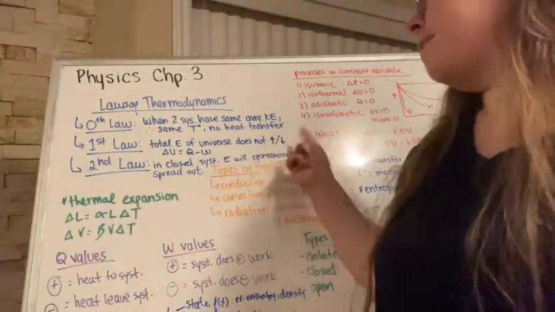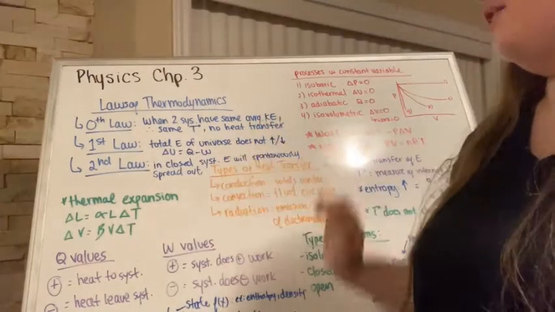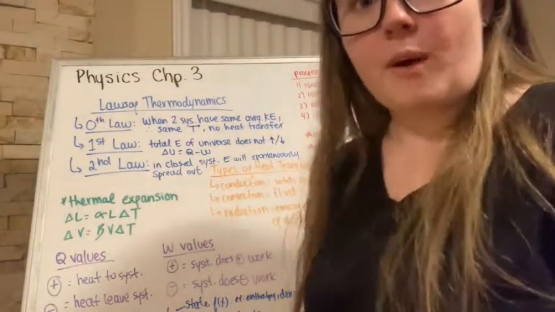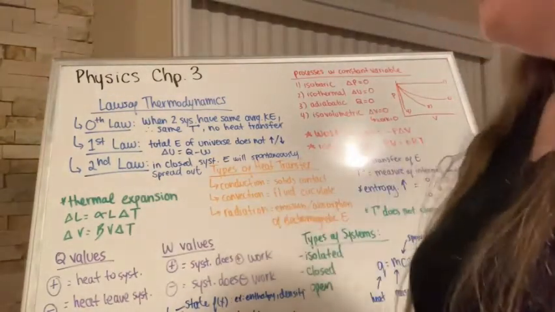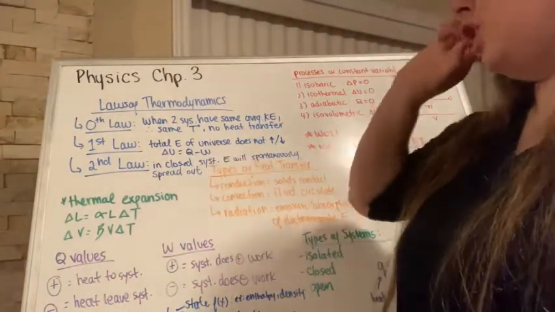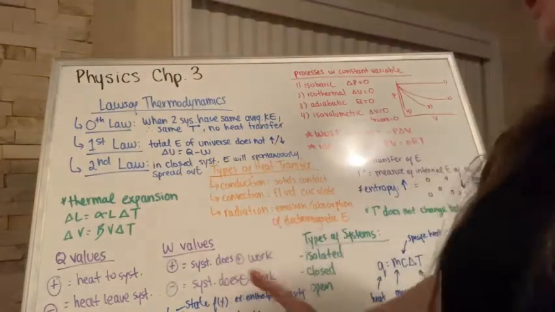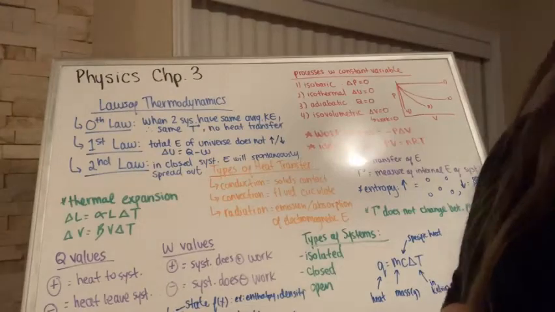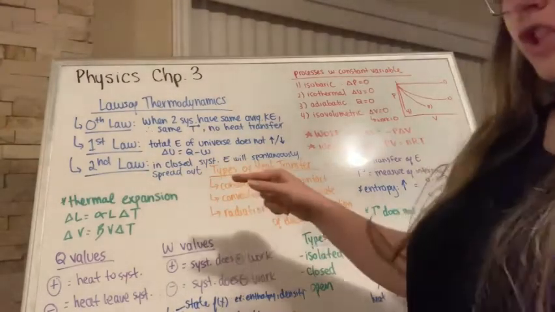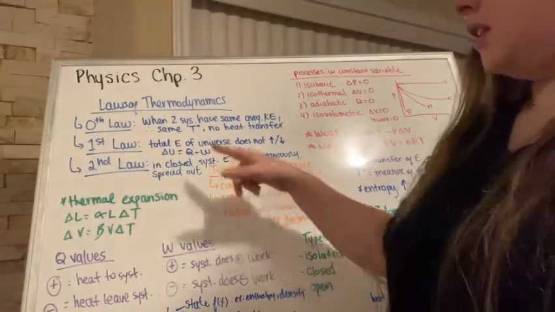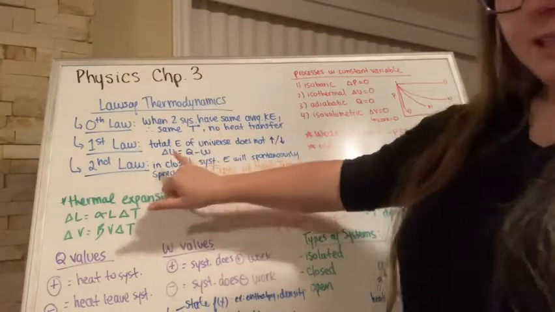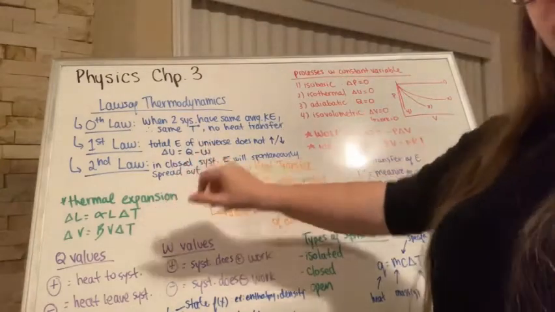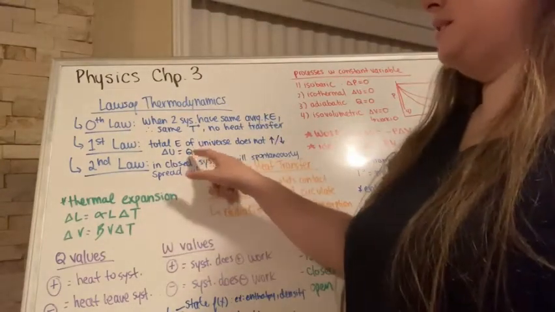The first law of thermodynamics is that the total energy of the universe does not go up or down. And this is also an important equation. So delta U equals Q minus W. So that is saying that delta U, the change in the system's internal energy, equals the energy transferred into the system as heat minus the work.